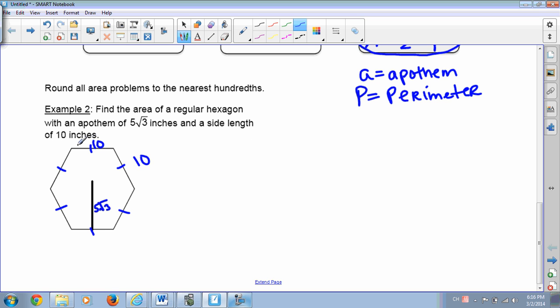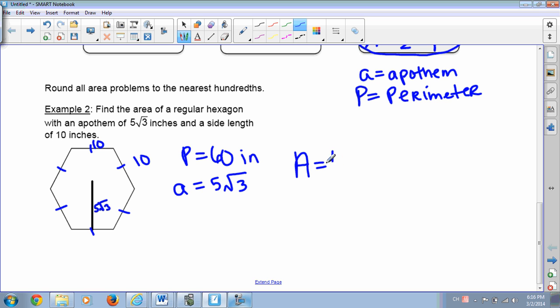So we can find the perimeter really easily. 10 plus 10 plus 10 plus 10 plus all the way 6 times. Obviously 10 times 6. Your perimeter is going to be 60 inches. And your apothem is 5 square root of 3. So we're going to go ahead and use our new formula we just learned.